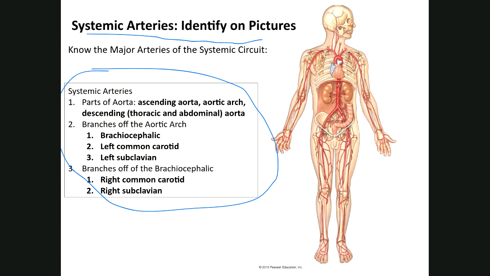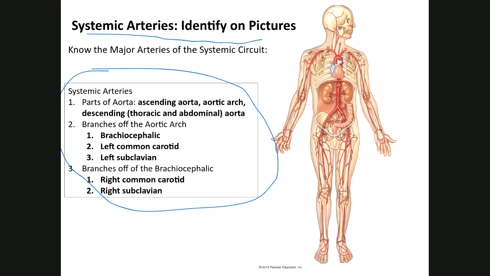And then you can think of it as branching. Every time, for the most part, the vessels branch into another section, they get a little bit smaller, although not always, but oftentimes, and then typically take on a different name or identification. So what you want to do is identify all the different arteries that I've listed there.